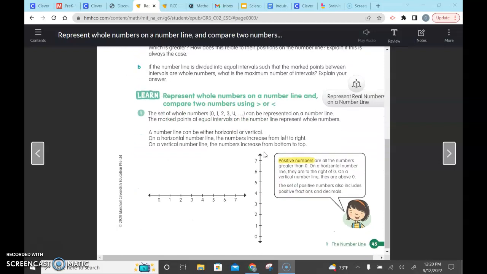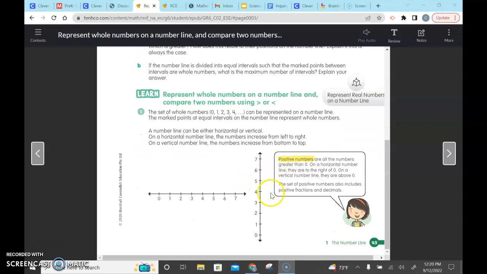So throughout this video, I want you to scroll to the bottom of your page there on page 45. We're going to look at whole numbers on a number line, and we're going to look at horizontal number lines and also vertical number lines. Okay, so you can see the difference between those two on page 45. So it's important to understand with positive numbers, they're all numbers greater than 0. And on a horizontal number line, they are to the right of 0. So you can see to the right of 0. And then on a vertical number line, they are all above zero.